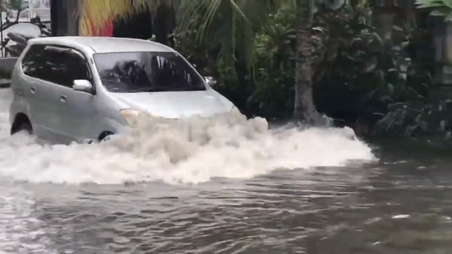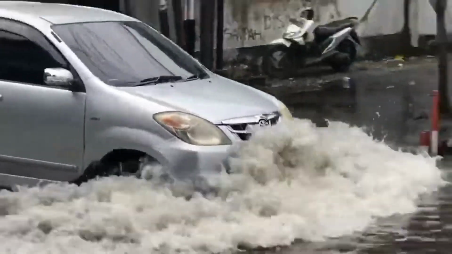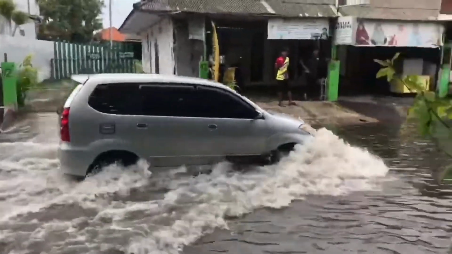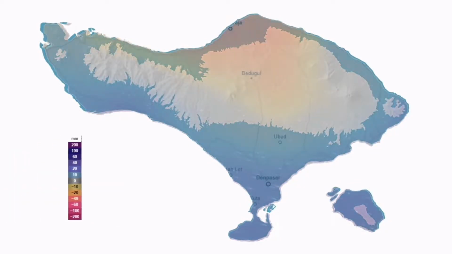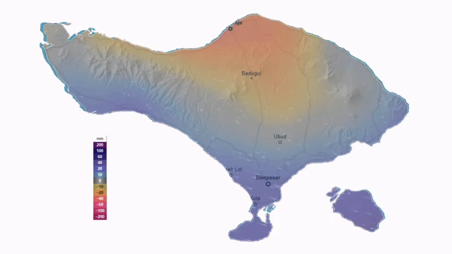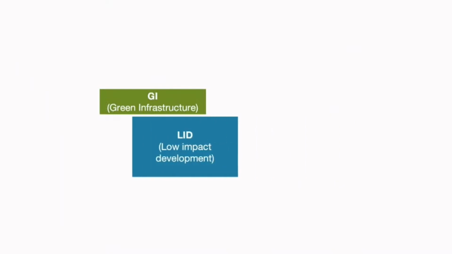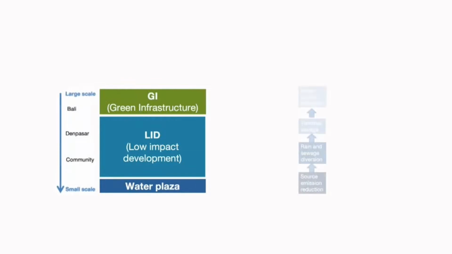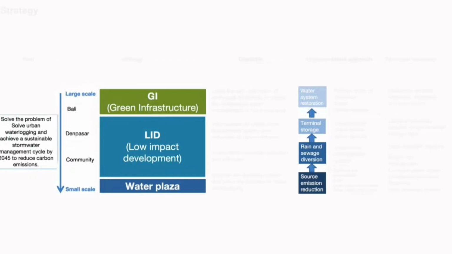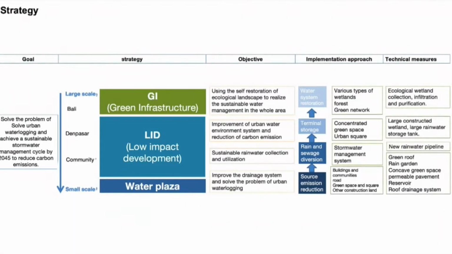Our study area is located in Bali, Indonesia. Urban floods and waterlogging are a serious problem. Most urban areas are affected by floods and rainfall. The main strategies are GI, LID, and water plaza, from large scale to small scale. The objective is to achieve a sustainable stormwater management cycle by 2045.